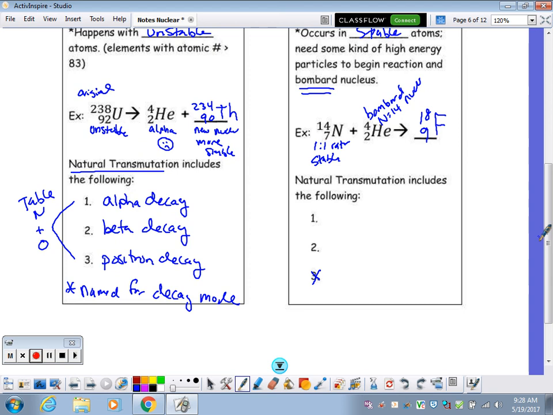Now, we've got a little typo here. We should have the word artificial. Artificial transmutations include the following, and there are many different types of artificial transmutations. The two you need to know and be familiar with are fusion, and with fusion we tend to associate that with the H-bomb, the hydrogen bomb, and fission, the other big one, and that would be the atomic bomb, the big association there.